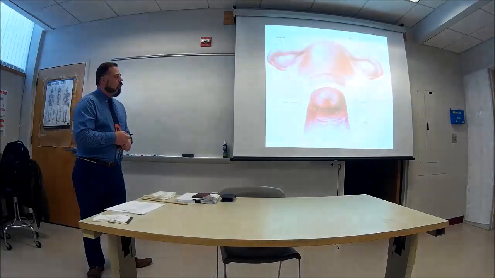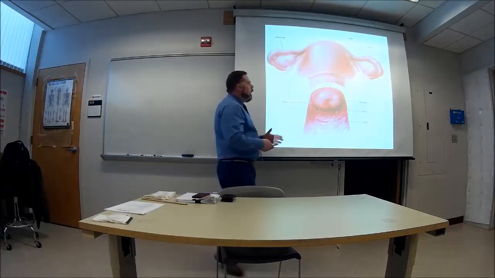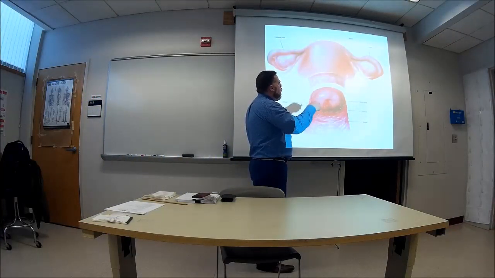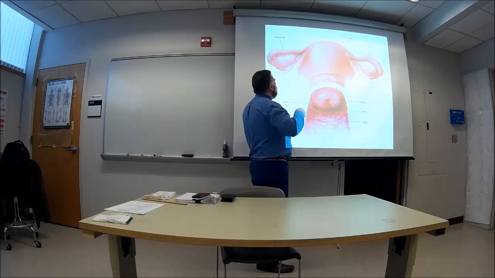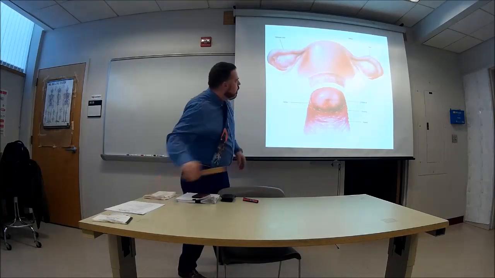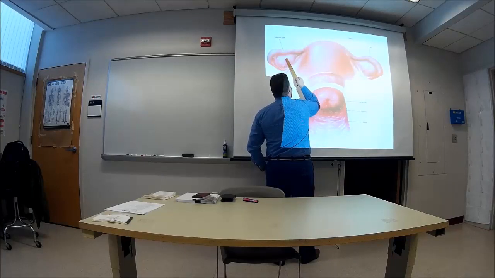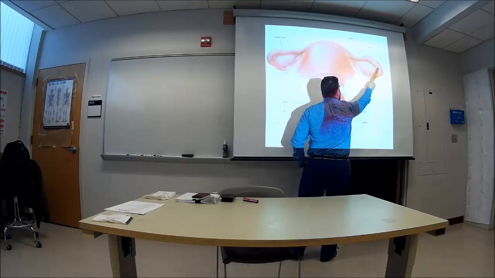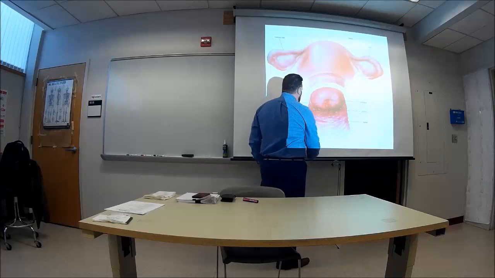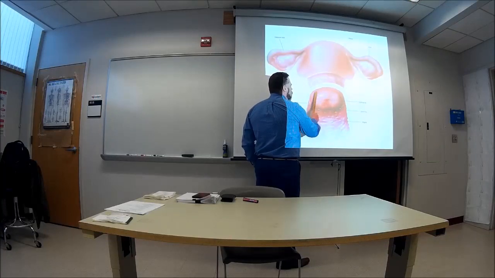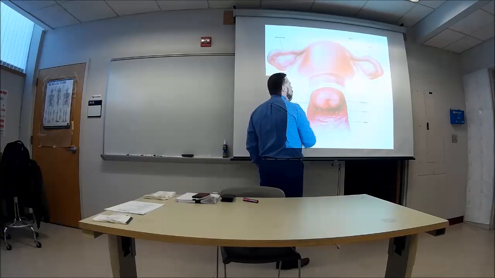Okay? So this is just showing you again. Here's your uterus over here. Here's the two fallopian tubes. So here's the uterus. Here's the two fallopian tubes with the ovaries. There's the other fallopian tube with the ovary. This is going to be the vagina. And here's the cervix, which is really the opening to the womb or opening to the uterus itself.